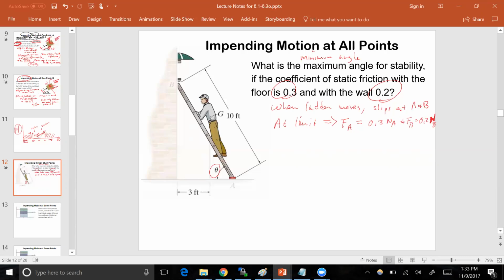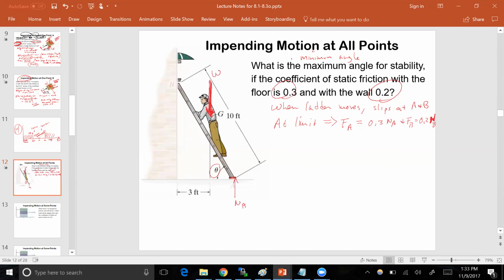Okay, well, we got to draw these things, right? We should have done that first, but let's add those forces. So we know that the weight of the painter is going to be applied at its center of gravity, W. We've got a normal force here at A pushing up the ladder.